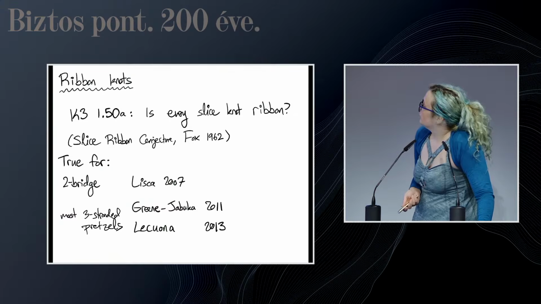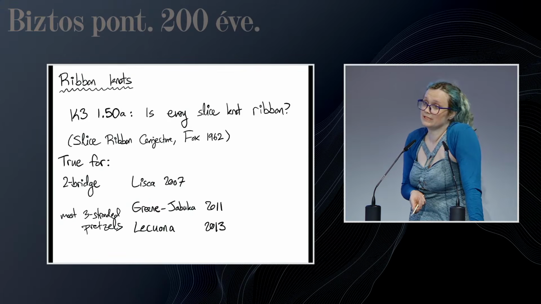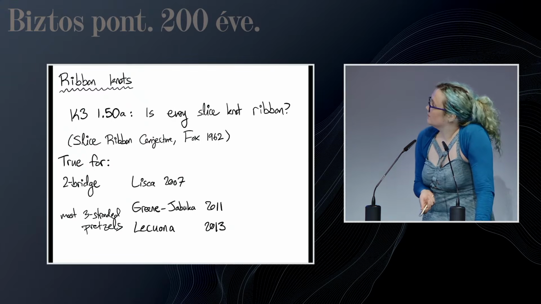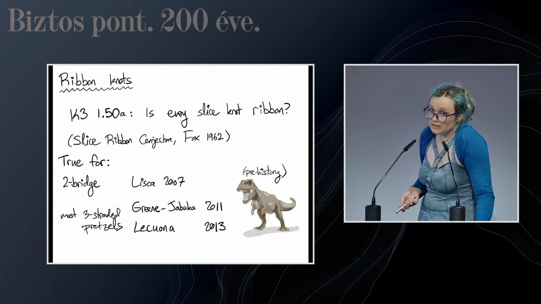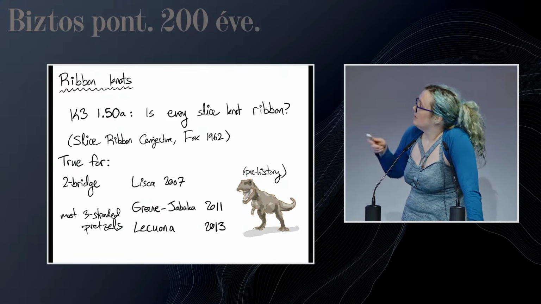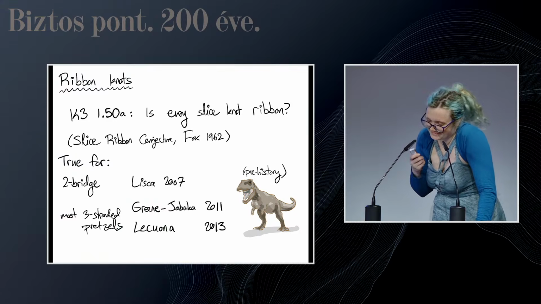We know that it's true for some families of knots, 2-bridge knots, most 3-stranded pretzels. I really liked, at the start of the conference on Monday, Josh Greene, from what he said, I can firmly consider these to be prehistoric. So there's not that much modern progress towards proving the slice-ribbon conjecture after 2013, I'm sorry.